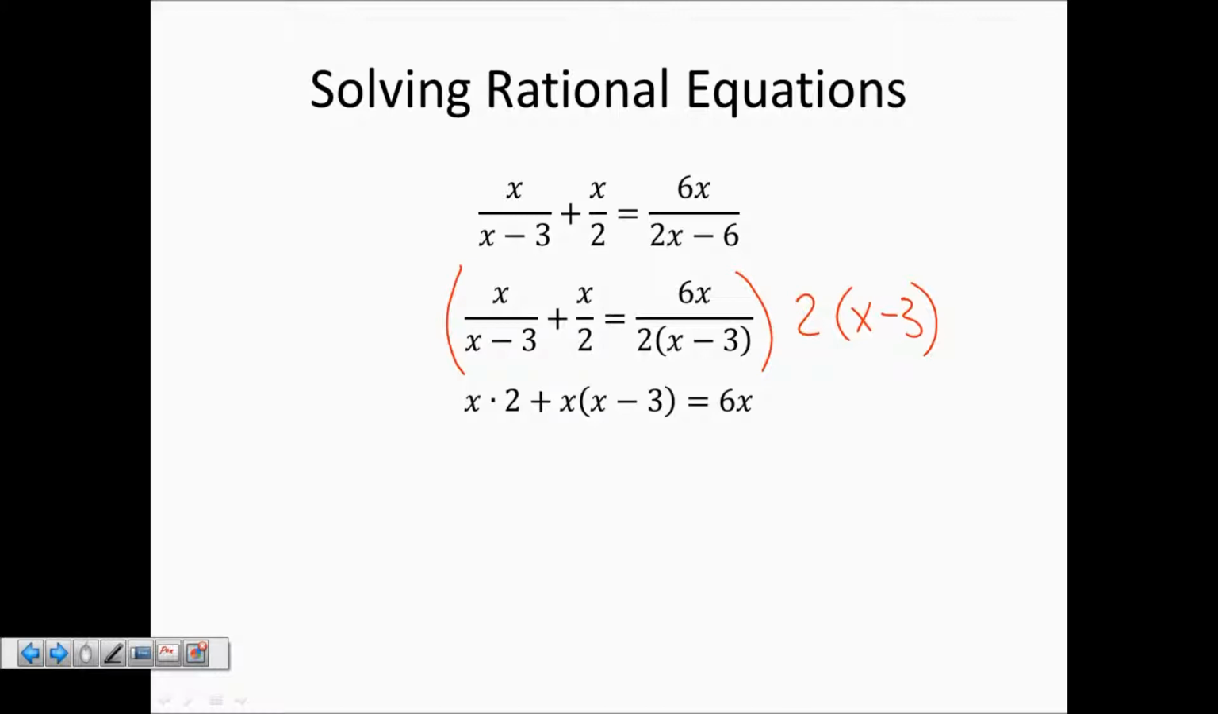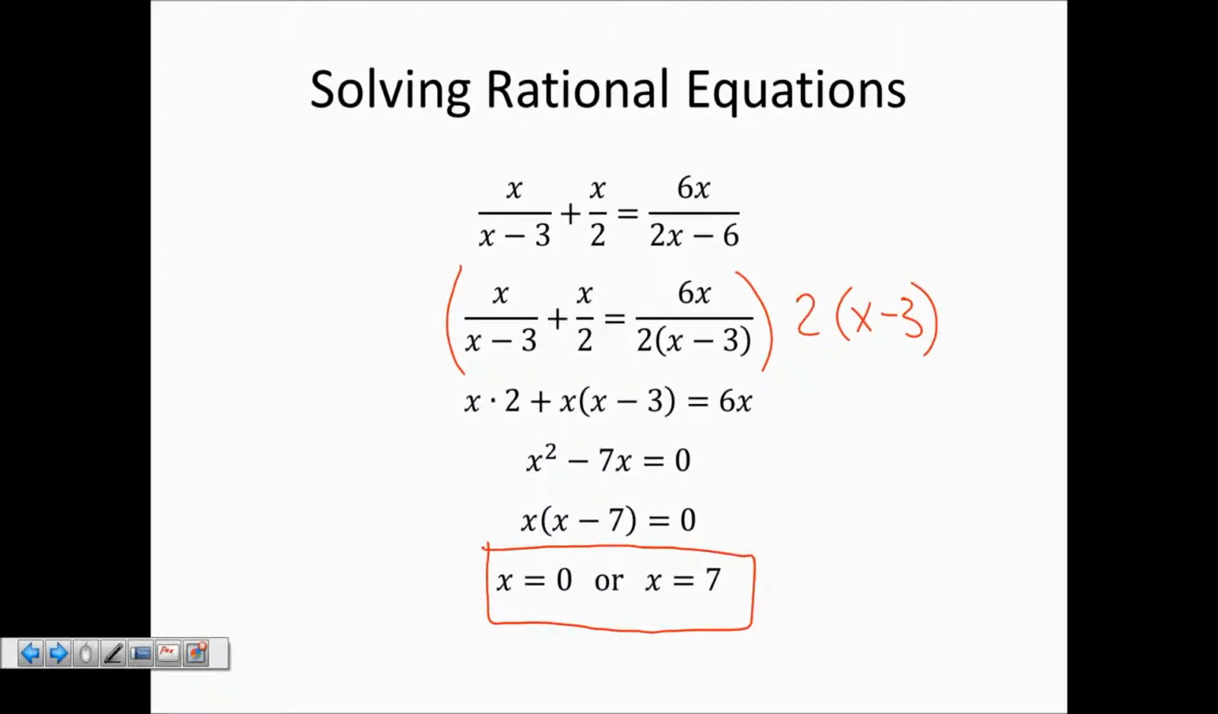Now, we just start solving it like we would any other equation. I multiply things together, I combine like terms. Here I have x squared minus 7x, so I have no constant term. That tells me that when I want to factor it, I'm just going to pull out an x. I set both of these factors equal to 0, and I get x equals 0 or x equals 7. Check them both. Plug them back in, they both work.